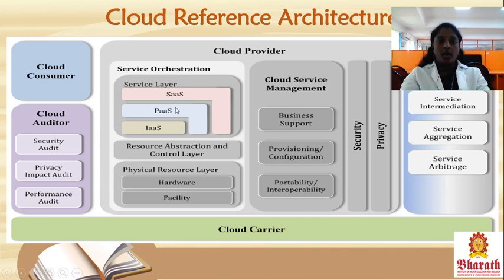Then the cloud provider, as we saw earlier, offers three services that can be taken from it: SaaS, PaaS, and IaaS. And then the resource abstraction and control layer. We said that if you are getting software as a service, then we are not bothered about what OS it is installed on and what underlying hardware it is installed on. So abstraction is hiding. The cloud provider will hide all this information from the users who are going to use only one application from the cloud. And this is the physical resource layer.